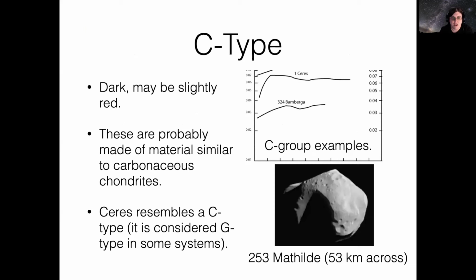Ceres and Bamberga are G-type asteroids. So is 253 Mathilde, which is one of the asteroids we visited with spacecraft. We've also visited Ceres. They tend to be dark asteroids. You notice the scale, their albedo is less than 0.1. They're maybe red. Ceres isn't particularly red. Bamberga is. And these are probably made of materials similar to carbonaceous chondrites, which are also pretty dark.